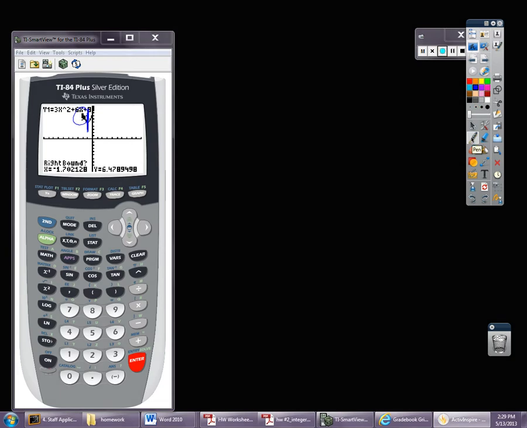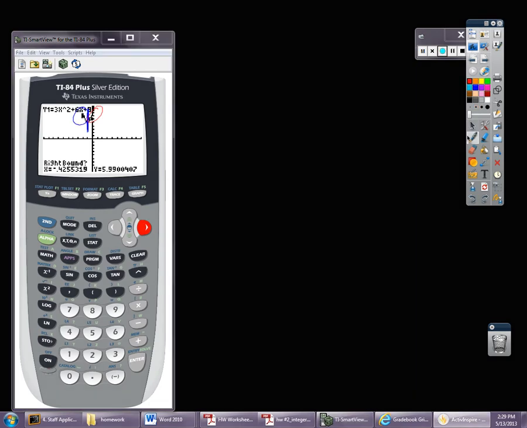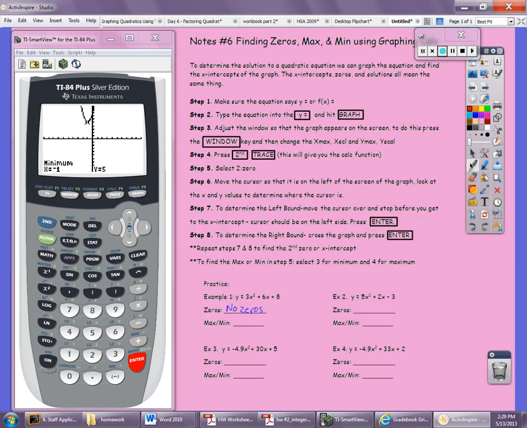So to find the right bound, we need to go onto this side. So we can move our cursor over so that we are on the right side of it. So now we're on the right side, so now we're on the right bound, and we can hit enter, and it says guess. We hit enter, and it's going to give us a minimum value of -1. So we know that our minimum is -1.